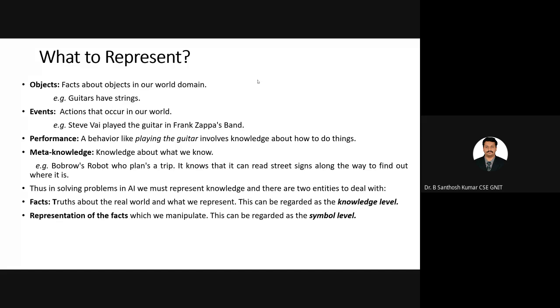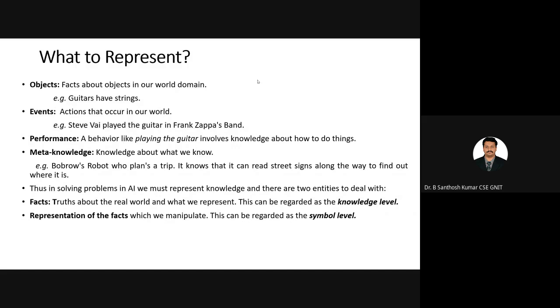Then there are events. An event is an action that occurs in our world. For example, if we see a dog, we automatically throw a stone; the throwing is an event. Another example given here is that Steve Vai played the guitar in Frank Zappa's band. Frank Zappa's band is a kind of organization, and in that organization Steve Vai is a player who played the guitar. These are all combined in representing.